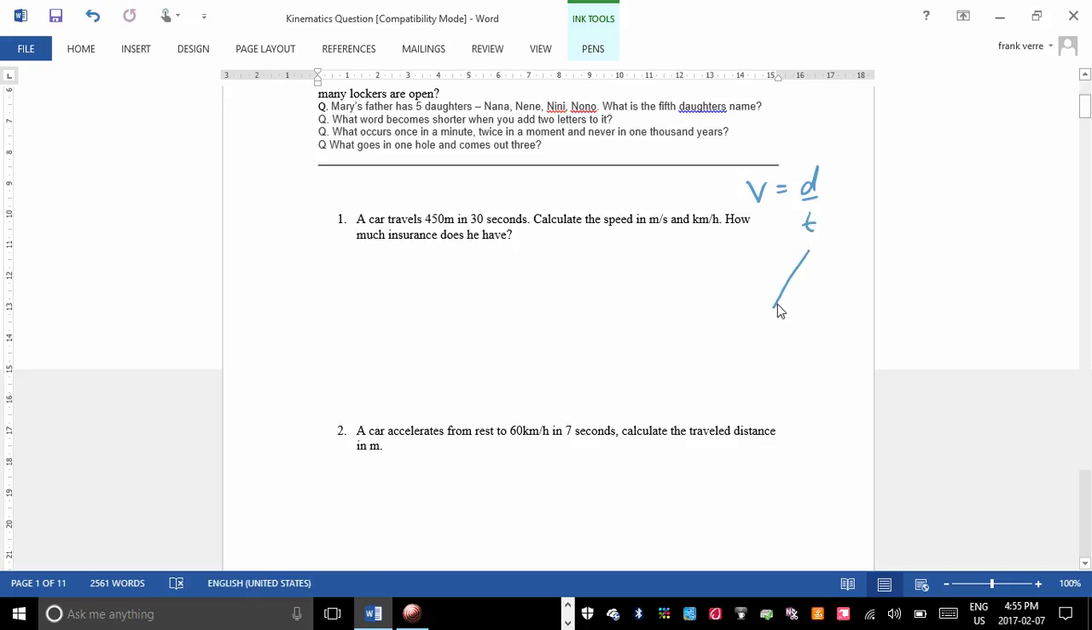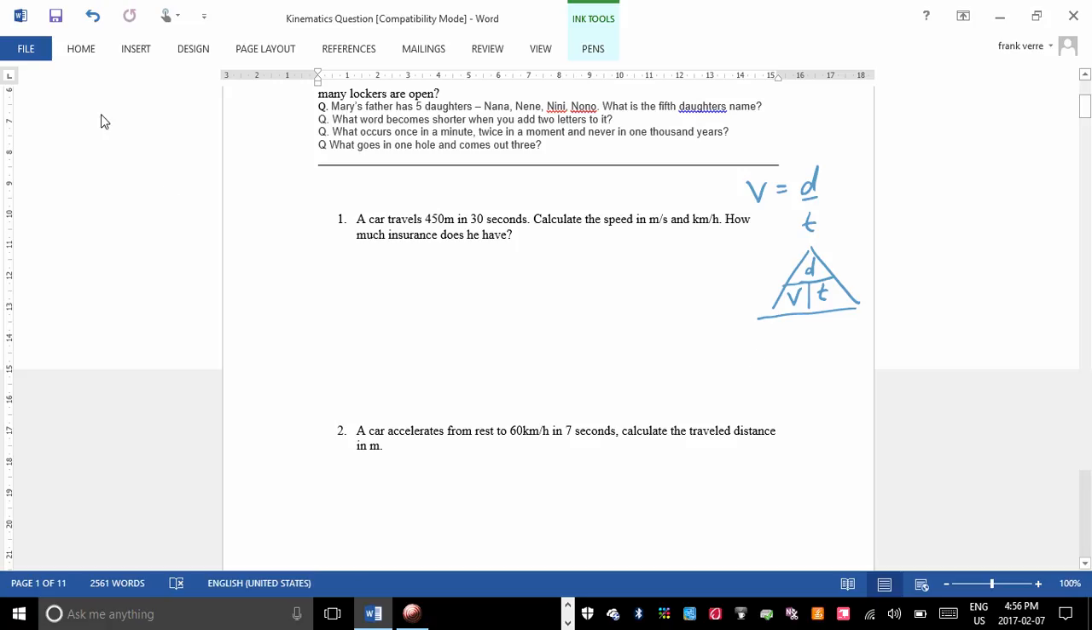time. So if you're into those magic triangles, it looks something like this, where you have the relationship between d, v, and t. So let's look at one question here, where we have a car traveling at 450 meters in 30 seconds. We're going to calculate the speed of this car.